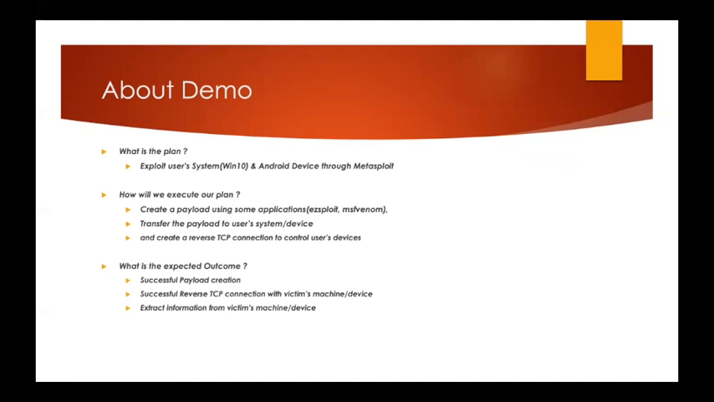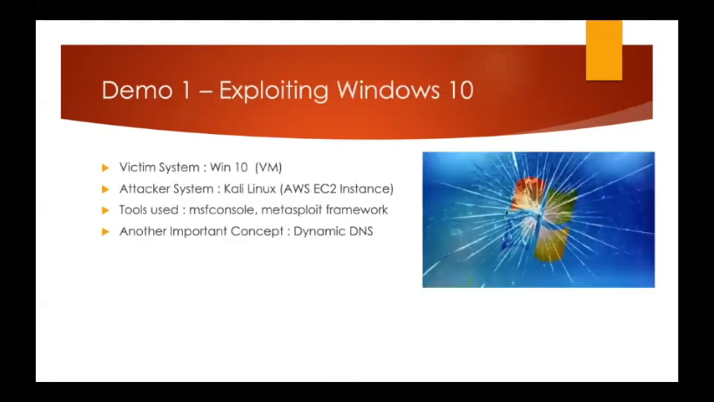What is the expected outcome? In this, as an outcome, we'll be able to successfully create a payload. Then we'll be able to successfully create a reverse TCP connection with the victim machine or his Android device. And at the end, we'll be extracting the information from that machine. So let's get started with our demo.